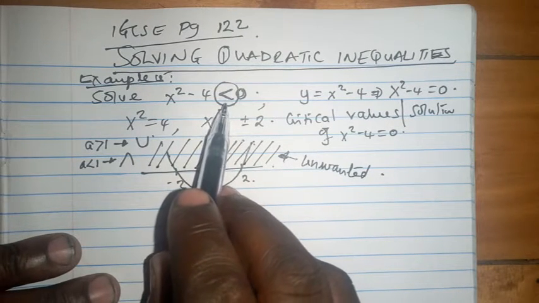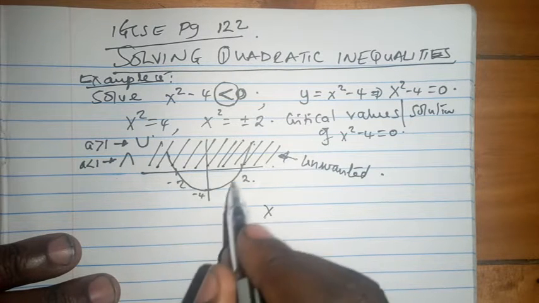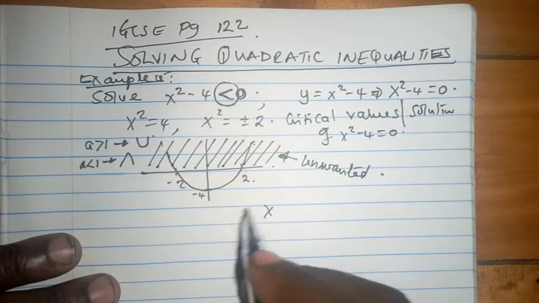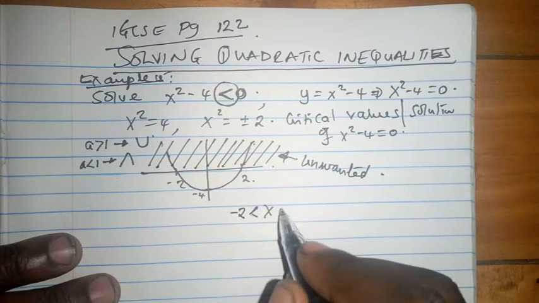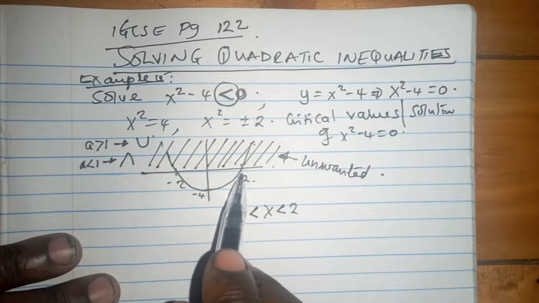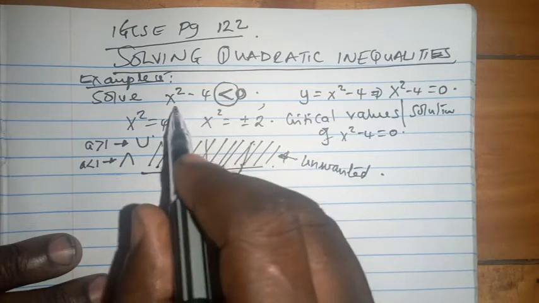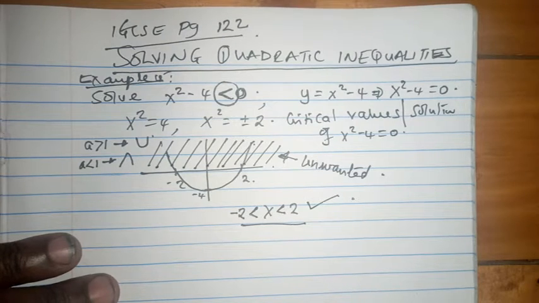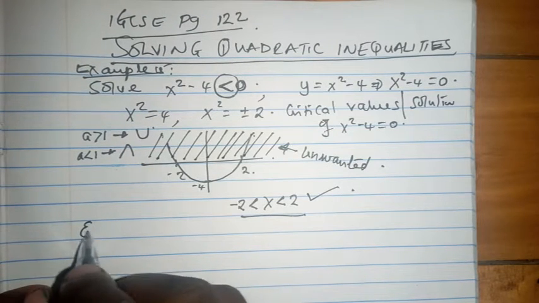You can already see that it's a continuous region, and therefore we are going to form a single compound inequality. x is greater than minus 2, and the same x is less than positive 2. Greater than minus 2 and less than positive 2. If x dwells within that region, then this function makes a lot of sense, and this therefore becomes the solution to that particular question.